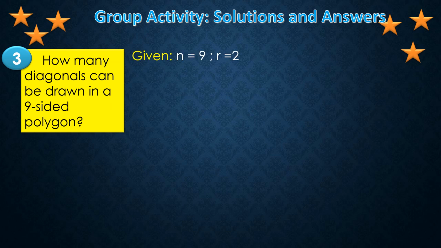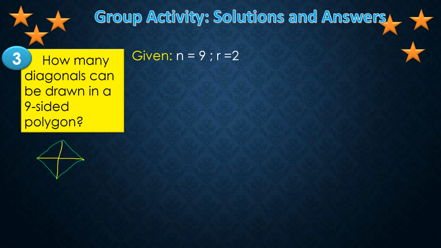Okay, number 3. How many diagonals can be drawn in a 9-sided polygon? So, remember class, the diagonal that we are referring to is the straight line inside the polygon. For example, we have a quadrilateral, 4-sided. So, our diagonal is the one in yellow.